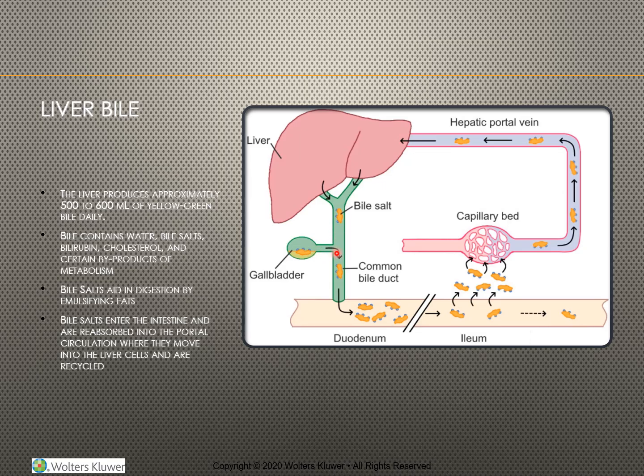But then the bile salts travel through the common bile duct and they end up in the duodenum, where they can mix with fat to emulsify it. And then they're reabsorbed up into the capillary beds, where they're recycled back into the liver to kind of start the whole process again.